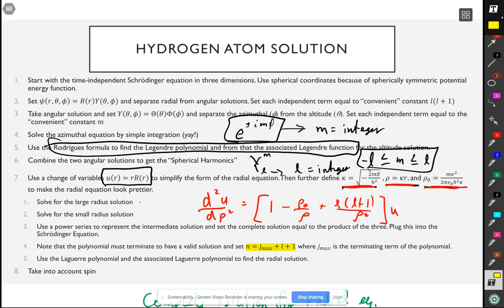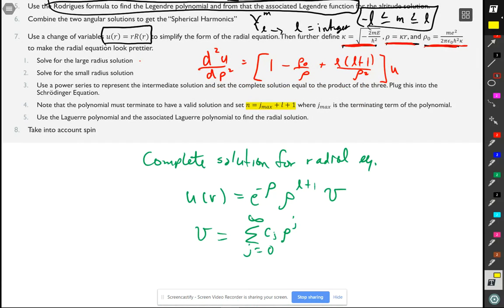Okay. Why in step 3 of number 7 do we plug it back into the Schrodinger equation? We plug it back in so we can actually find those C sub j's. Without doing that, we just say we have this function where the C sub j's are unknown, but we know it must terminate. You put it in the Schrodinger equation, that's where you actually find the values for the C sub j, and that's where the n is introduced.